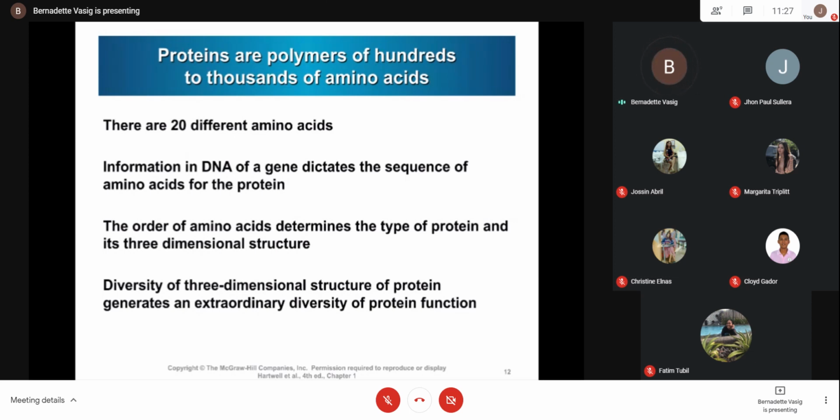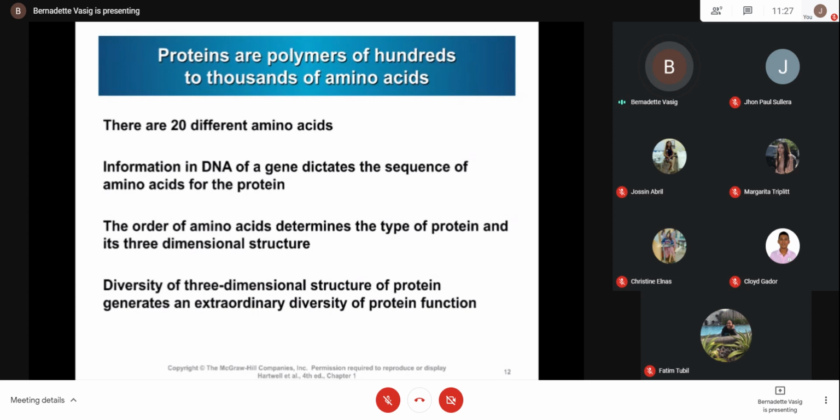Okay. So in terms of size, a polypeptide chain may be smaller compared with a protein molecule, and a protein molecule may be composed of one or more polypeptide chains linked together by different chemical bonds. Okay. So the information in the DNA of a gene dictates the sequence of amino acids for the protein.